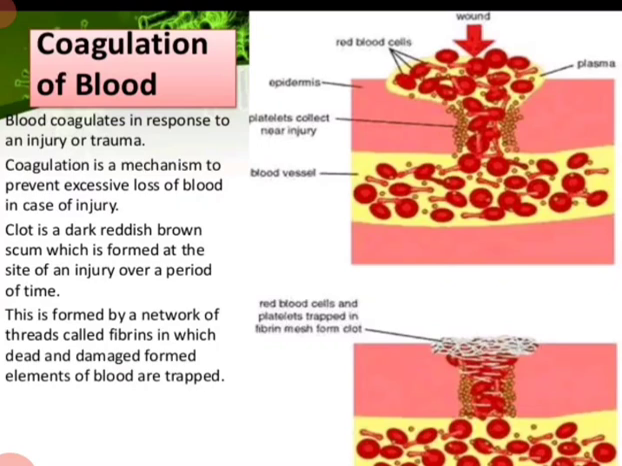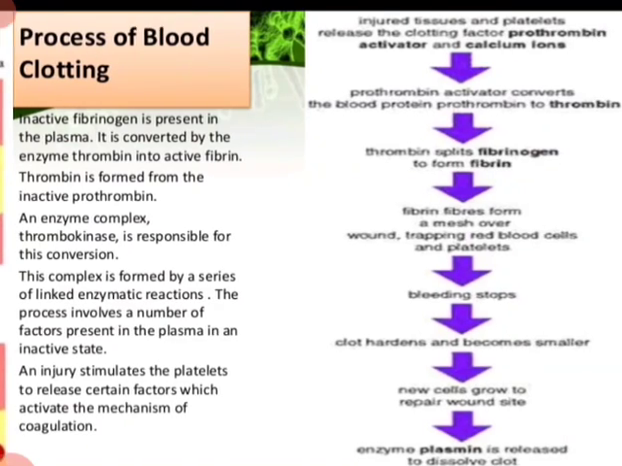A clot is a dark reddish brown scum which is formed at the site of injury over a period of time. After some time you can see clotting occur, and the dark reddish brown scum forms there. That is called the clotting. This is formed by a network of threads called fibrins, in which dead and damaged formed elements of blood are trapped. So we can see now how the mechanism is going on.